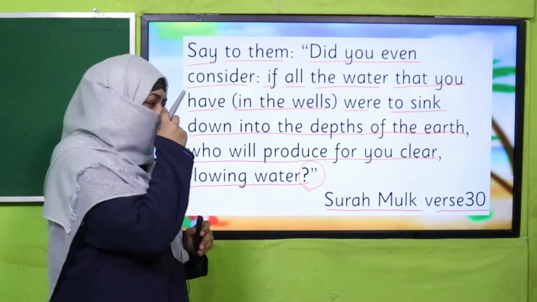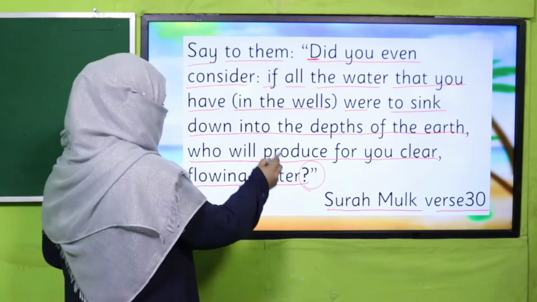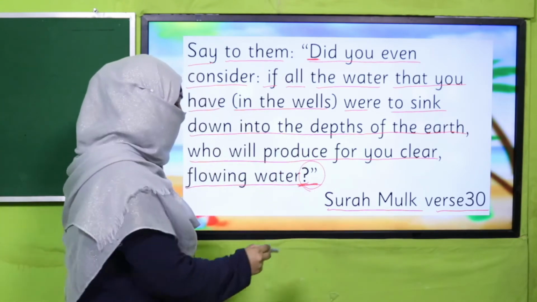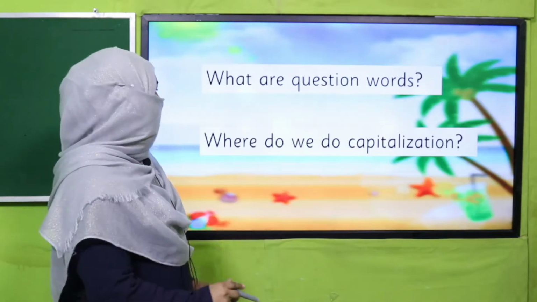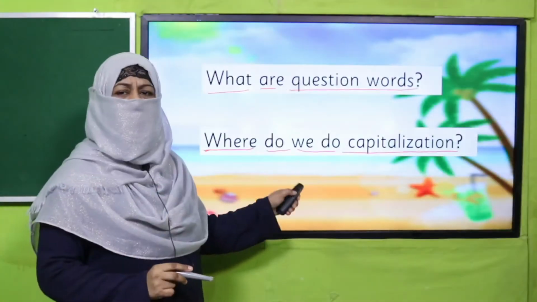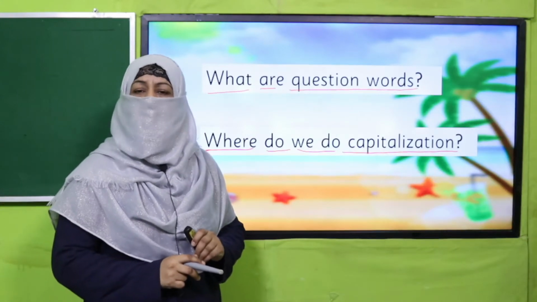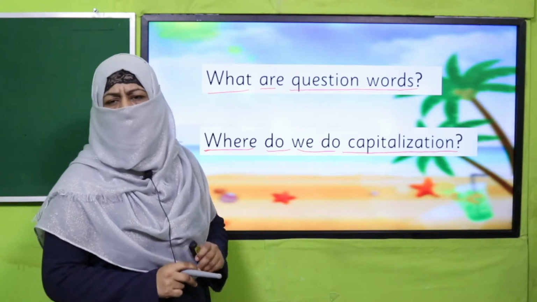So every time we should say thanks to Allah, Alhamdulillah, for such a huge blessing. Right? And my dear children, now you see we have started the sentence with a capital letter, we have put a punctuation mark, and it is a question. So you tell me, what are question words and where do we do capitalization? We have learnt about question words, we have learned the rules of capitalization. Pause the video, answer these questions to your teacher, and then come back quickly.